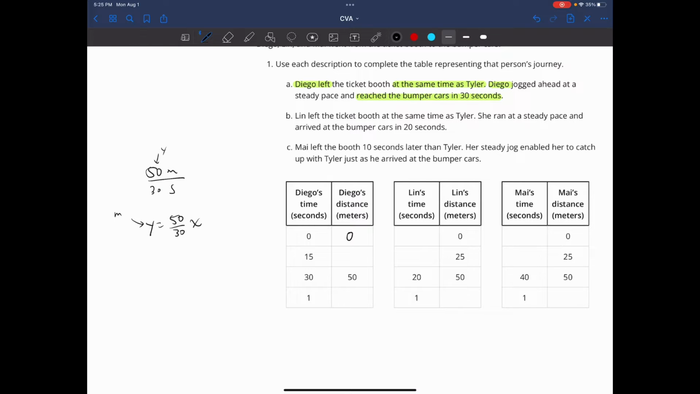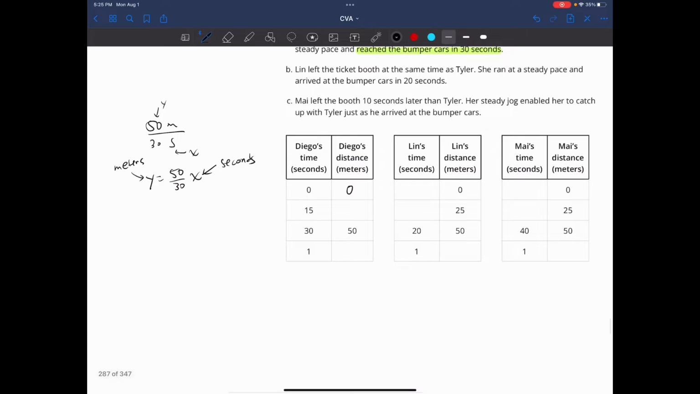Remember, that's my y, and that's my x, the denominator, and y is meters, and x represents my seconds. So let's do y is equal to 50 over 30x. And this red right here is my constant of proportionality, which goes right there.